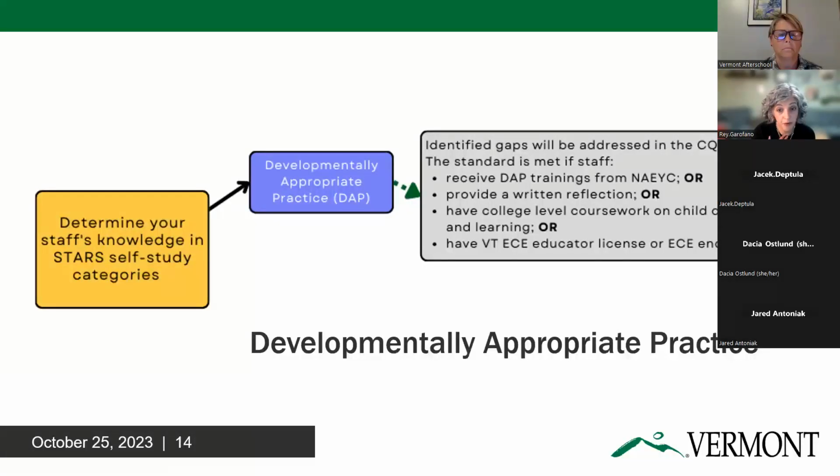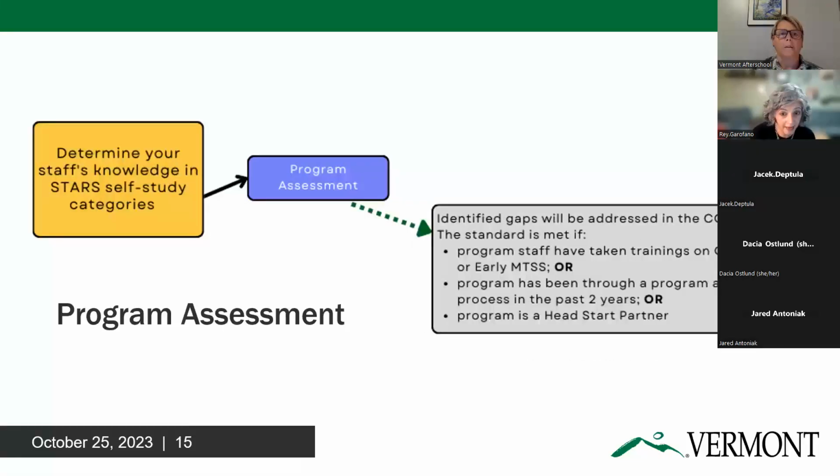For developmentally appropriate practice, the standard is met if your staff has received trainings from NAEYC, provided a written reflection, have college level coursework on child development and learning, or have the Vermont Early Care Educator License or EC endorsement. And again, if you find that your staff meets that standard, you include the evidence and you can apply for that level, or you include that in your CQI plan to work on as one of your goals.